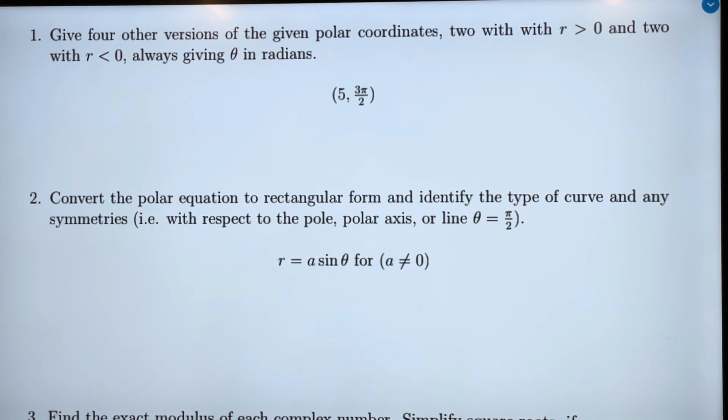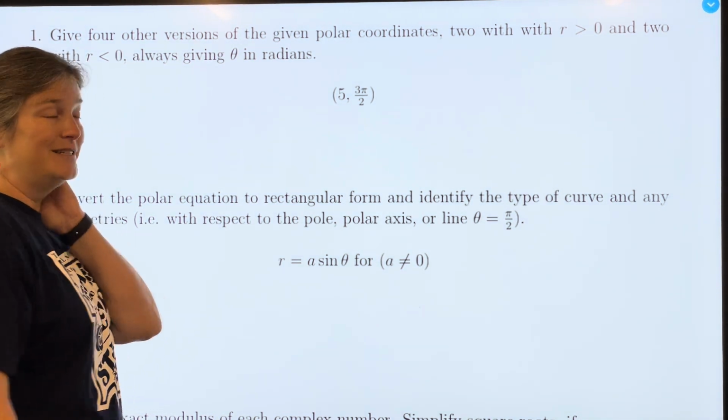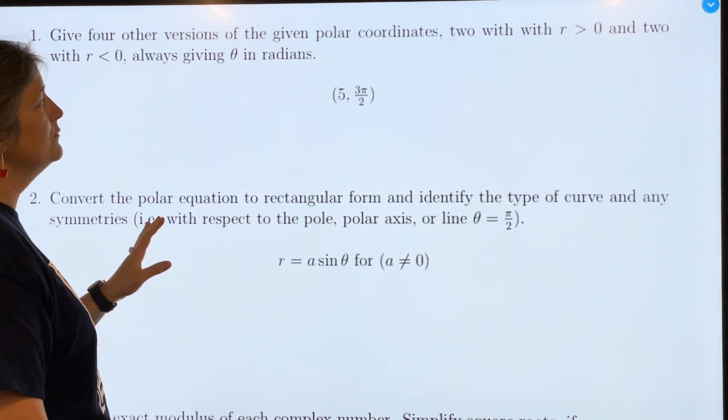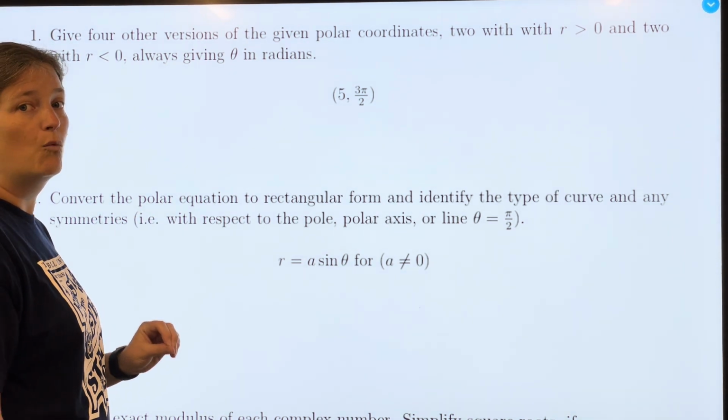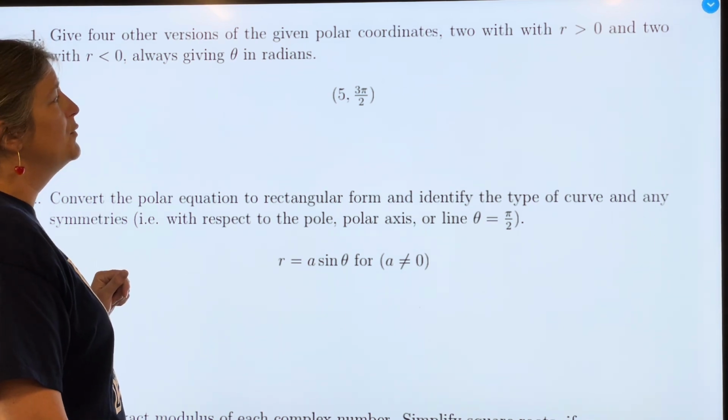So this is quiz B for the second half of Unit 3, the last of the new things we're learning in trigonometry, Math 13-16. So we started with polar coordinates in Unit 7.1 for the second half of Unit 3. Give 4 other versions of the given polar coordinates.